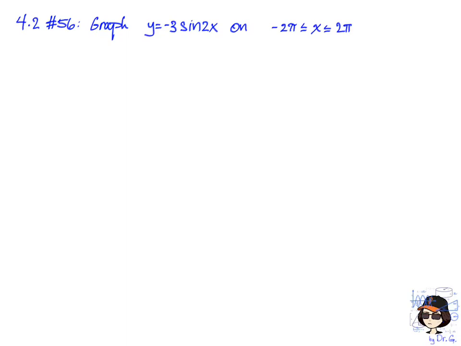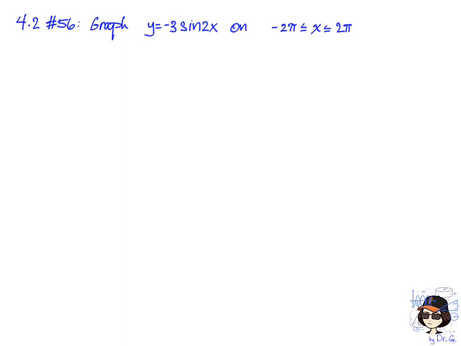4.2, number 56, the sketching of the graph. Very few people got this one right. You may have gotten the graph right, but you did it in a very incorrect way, or a lot of people just didn't even get the graph right. So the problem, and this is what you would write on your homework: graph y equals negative 3 sine 2x on the interval negative 2 pi less than or equal to x less than or equal to 2 pi.